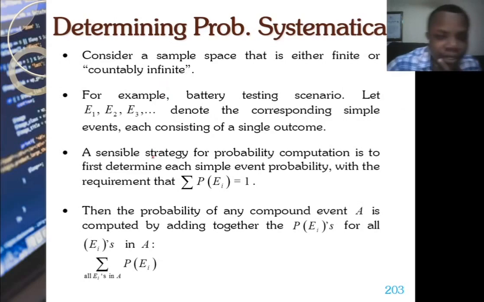Now, a sensible strategy for probability computation is to first determine each simple event probability, with the requirement that the summation of all the probabilities should be equal to 1. Then the probability of any compound event A is computed by adding together all the probabilities for all the events that you have in A. So with this, we are going to sum all that we have in A.